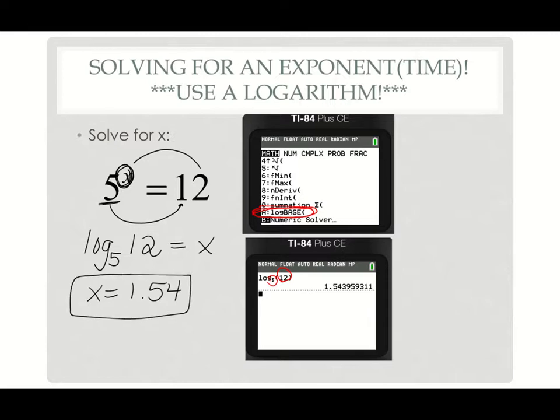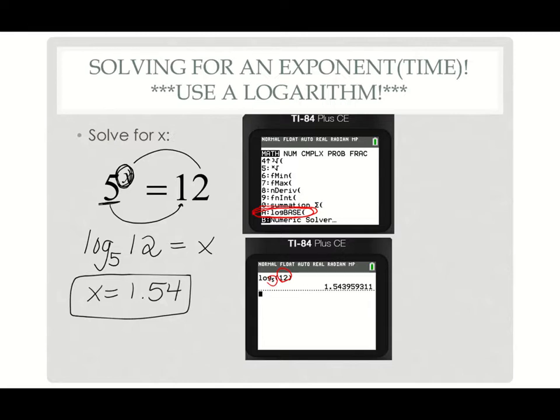So 5 to the 1.54 power is equal to 12. If you have that setting in your calculator, that's all you have to do: math, find log base, and then plug in your base and your other value and hit enter. If you have a TI-84, you can download software onto it, so you can talk to your teacher about that. Otherwise, if you have a TI-83 or you don't have this function, there is still a way to solve this log. It's called change of base.